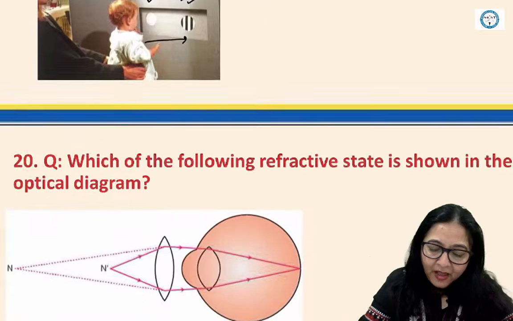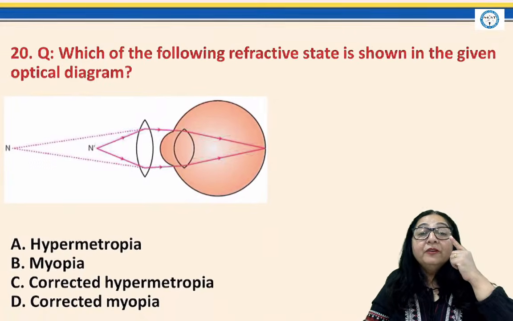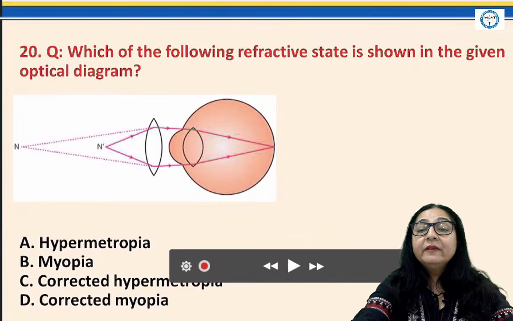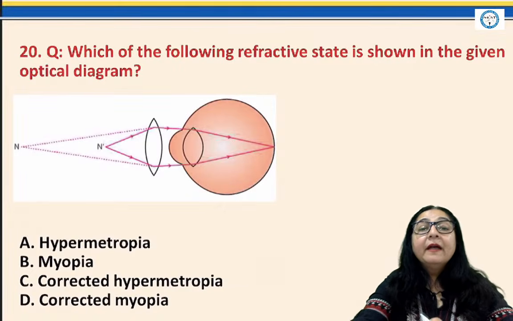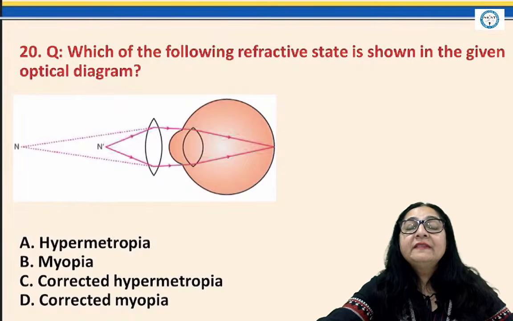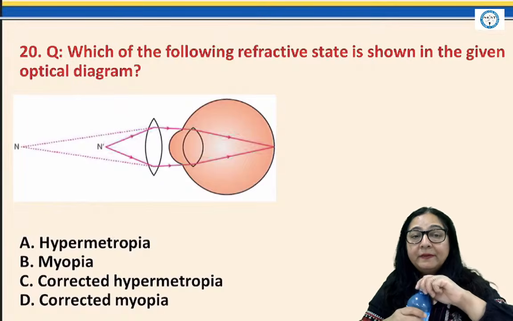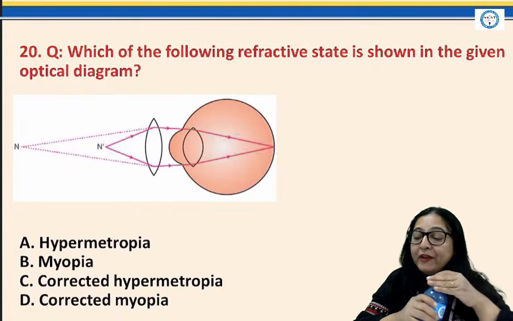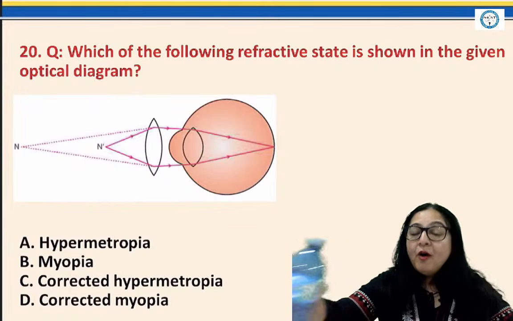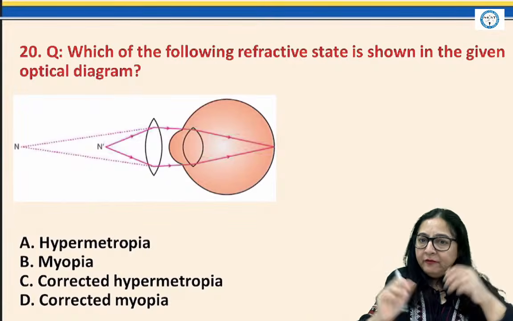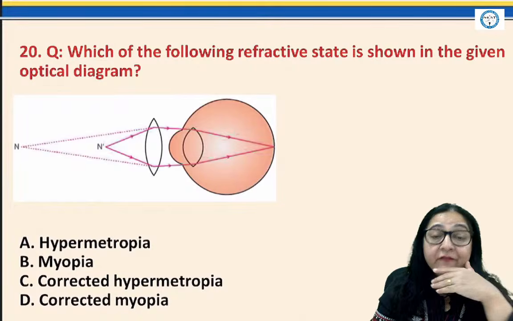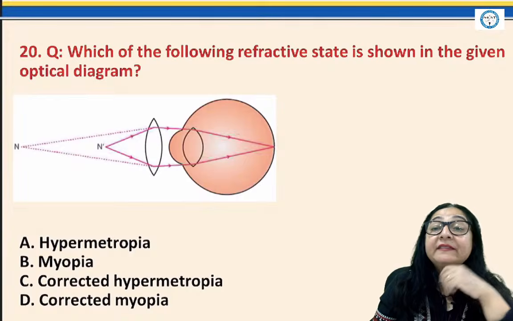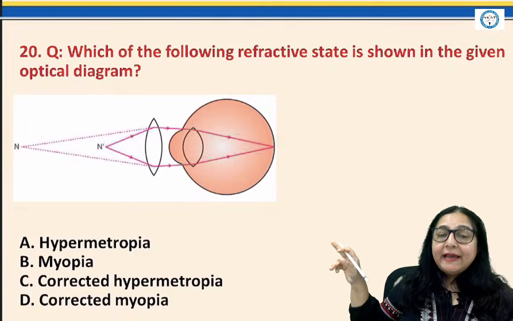Okay. Moving on to the next question, bache. Again a simple question, but just giving you concepts related to this. Which of the following refractive states is shown in the given optical diagram? Questions based upon optical diagrams, bache. Again, one or two questions have been coming in every exam related to refraction. Which of the following refractive states is shown in the given optical diagram?